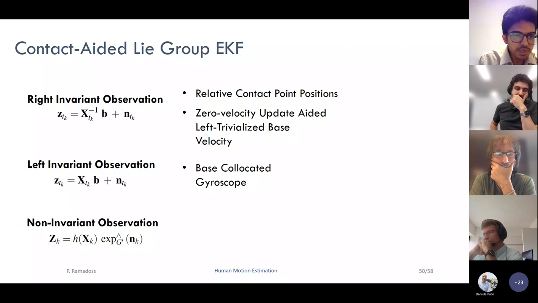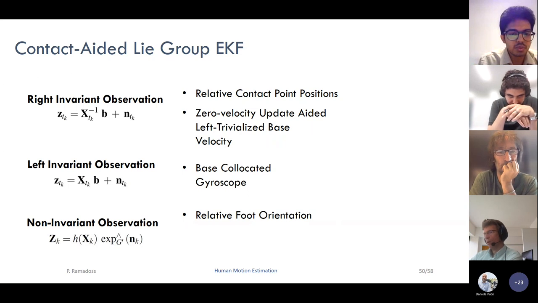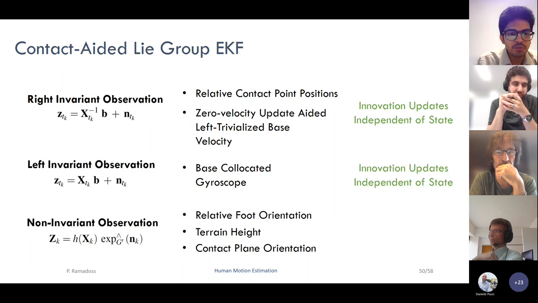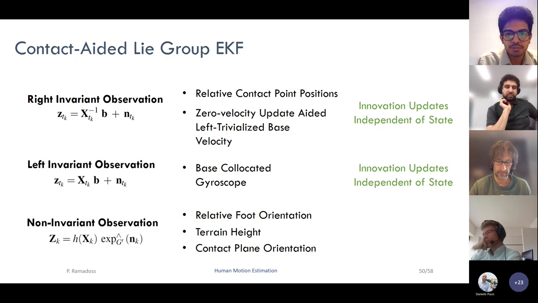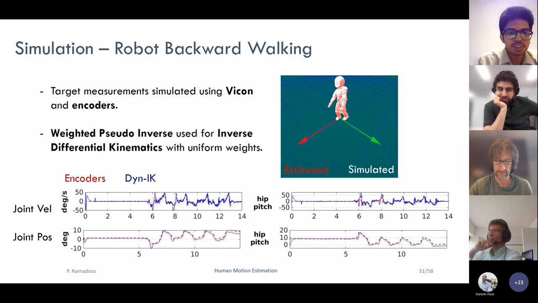As non-invariant observations, which evolve over matrix Lie groups, we use the orientation of the foot relative to the base. In order to make this filter contact aware, we use terrain height updates from a known elevation map whenever we infer a point on the foot to be in contact with the environment. When all of these points are in contact with the environment, we also incorporate a contact plane orientation update that corrects for the foot rotations. It must be noted that the right invariant and the left invariant observations lead to innovation updates that are independent of the state trajectory.